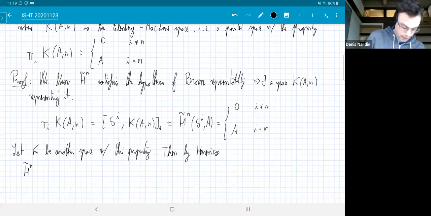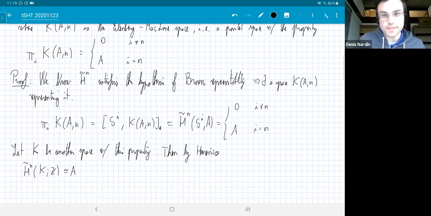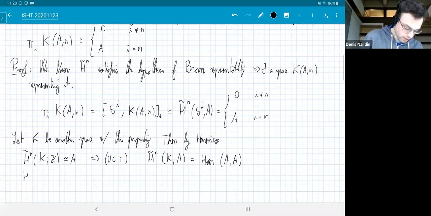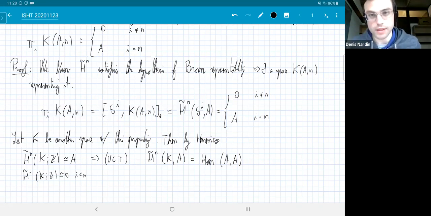Anyway, Hn KZ is A. And so by the universal coefficient theorem, Hn KA is just going to be Hom(A, A). Oh, sorry, we also need H tilde i KZ is 0 for i less than n. That's still by Hurewicz.